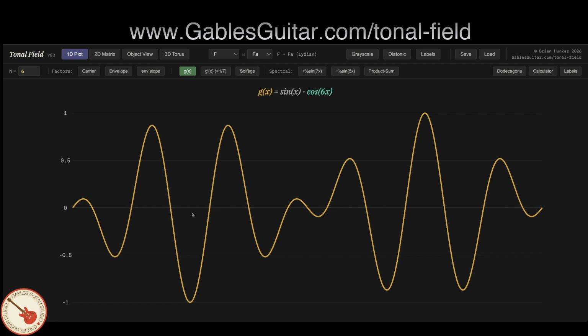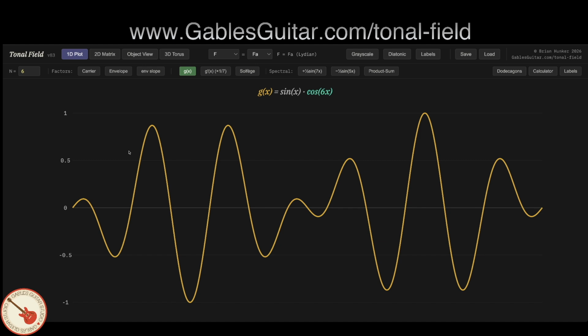This function, G of X equals sine x times cosine 6x, generates a single geometric object in the form of a continuous curvature. Sampling this curve at 12 of its critical feature points provides a description of the complete structure of tonal expectation within the 12-tone system. All of the intervals, chords, modal scales, half steps, whole steps, and key center modulations exist as feature locations and paths along this continuous curve.